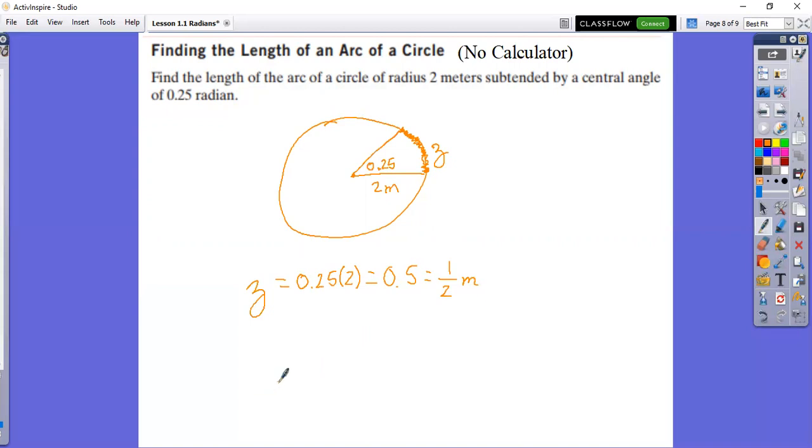So in general, if I want to find the arc length, if my angle is measured in radians, it's just theta, which is the measure of the angle, times the radius.